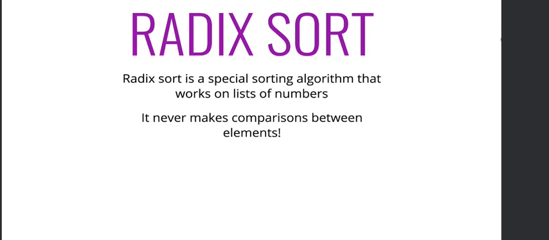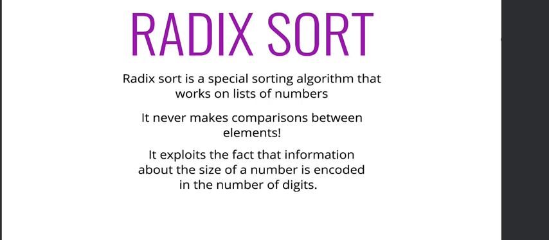So it never makes comparisons between two elements. It never asks what's smaller, what's larger. Instead, it exploits the fact that information about the size of a number is encoded in the number of digits. What I mean by that is that if a number has more digits, let's say a 4-digit number, it's larger than any 2-digit number.